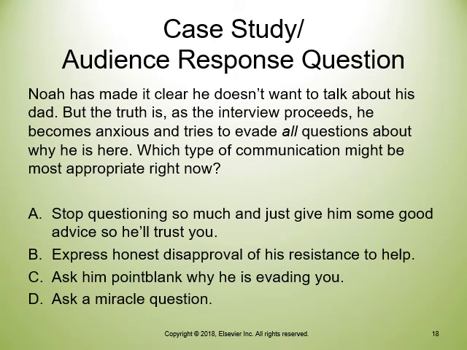So Noah has made it clear he does not want to talk about his dad. But the truth is, as the interview approaches, he becomes anxious and he tries to evade all questions about why he's here. Which type of communication might be most appropriate right now? Stopping all questions, so much that you just give him some good advice so he'll trust you? Express honest disapproval of his resistance to help? Ask him point blank why he's evading you? Ask a miracle question.